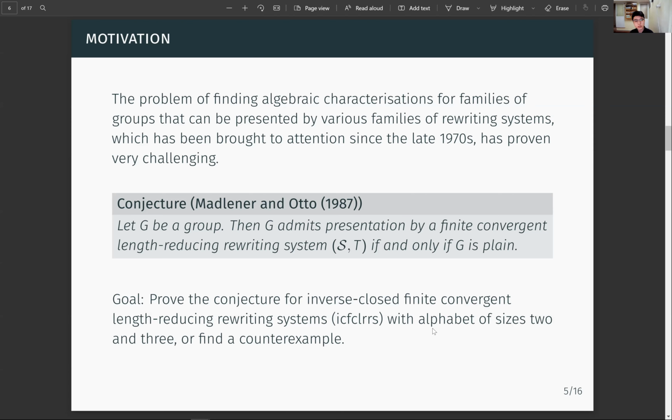So the goal of the project is to prove the conjecture for inverse closed finite convergent length reducing rewriting systems. Hereby we can shorten it to ICFC LRRS. With alphabets of sizes 2 and 3, or find a counterexample to the conjecture. The reason that we set our target only on alphabets of sizes 2 and 3 is because of the limitation of the computing power that we have, which will prove to be a big problem, as we'll see later on.